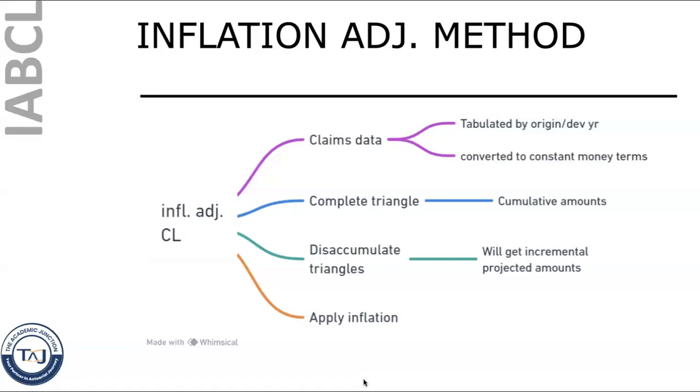Now, building the inflation adjusted chain ladder triangle is also similar. You first take claims data, you tabulate it by origin year and development year, you build it, and it's basically converted to constant money terms. You complete the triangle. For example, that triangle could be cumulative amounts, incremental amounts. You have to only use cumulative amounts for completing the triangle. And then you disaccumulate the triangles and you get the incremental projected returns for each different period. And then you apply inflation.